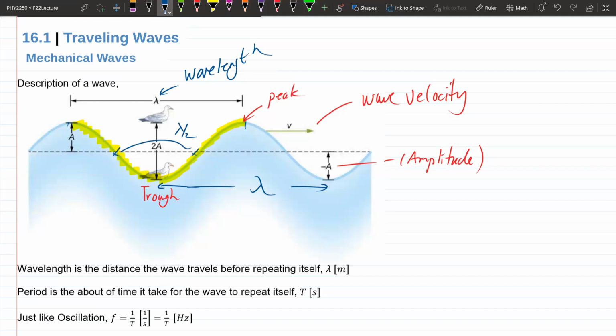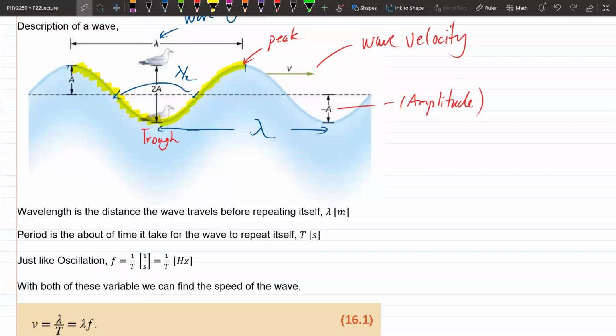Any questions so far? Just very detailedly describing this little seagull on a wave. Okay, all right. There's one thing we can't see in here, right? How long does it take for the seagull to go from the trough up to the top and back to the bottom, right? How long does that take?